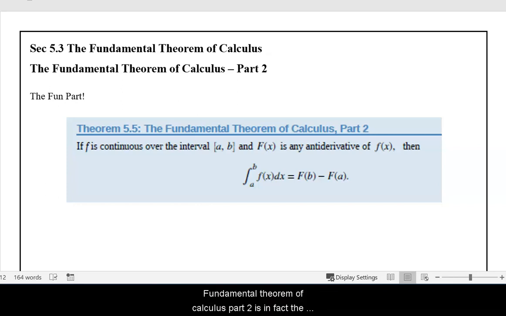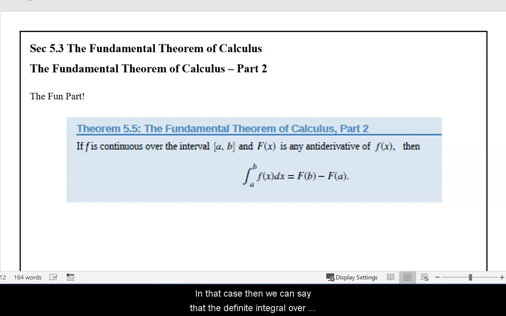The fundamental theorem of calculus part 2 is in fact the fun part. Finally, we get to the part that you use on a daily basis. In the center of the screen, you'll see in the blue box the statement of the fundamental theorem of calculus part 2. Again, our condition is that the function be continuous over the closed interval from a to b, and uppercase letter F of x is any antiderivative of the function f of x.